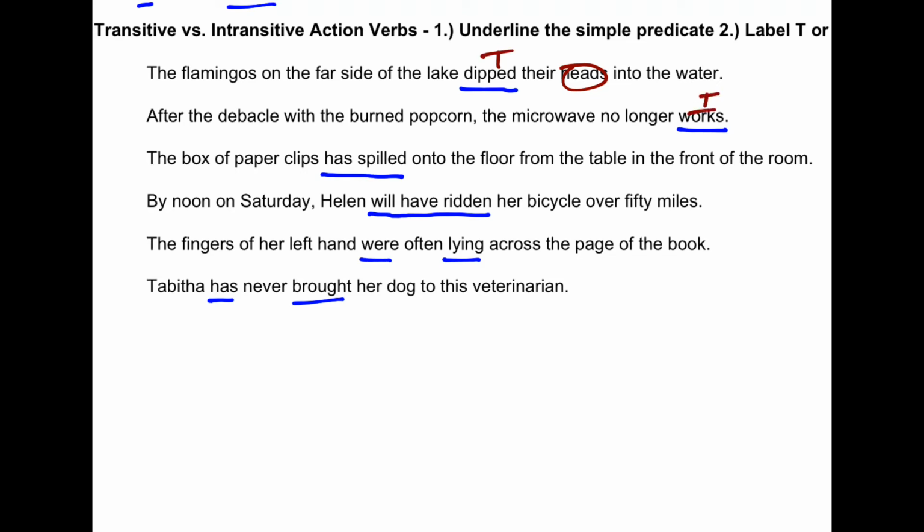Works, intransitive. Has spilled, and see these are prepositional phrases, so there's not actually a noun there, intransitive. Will have ridden her bicycle, transitive. Were often lying, notice the prepositional phrases, this is intransitive. Has never brought her dog, that's transitive.